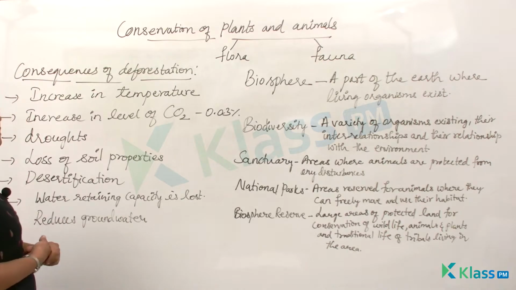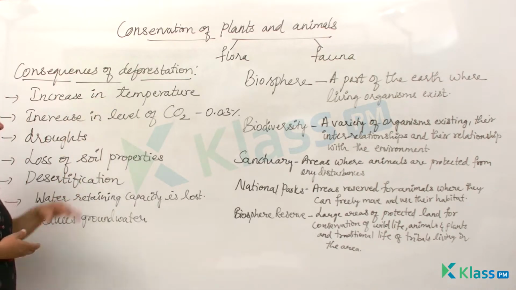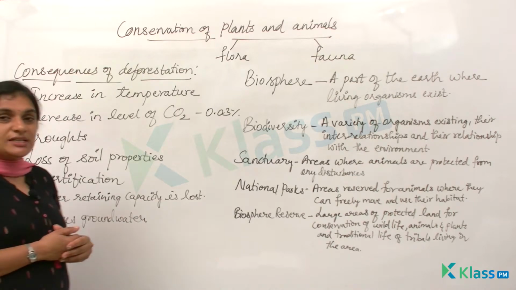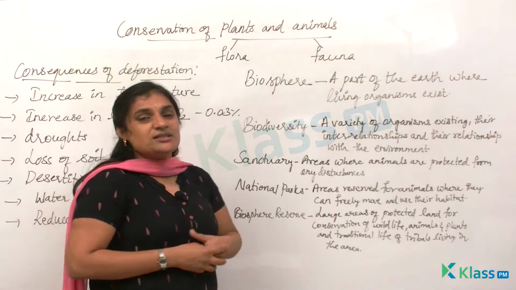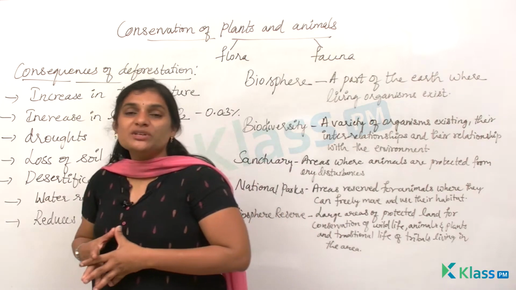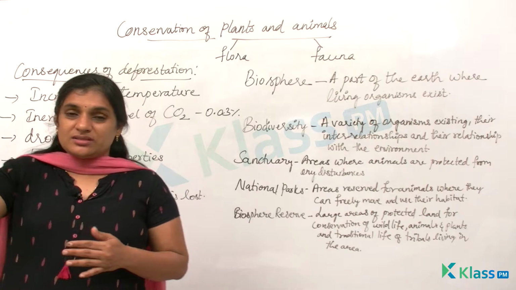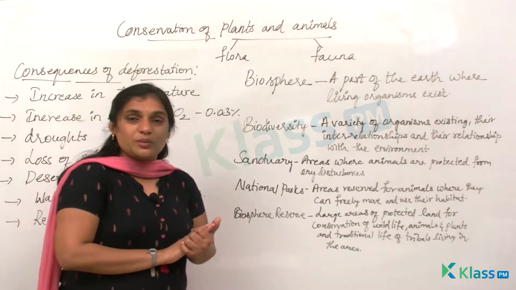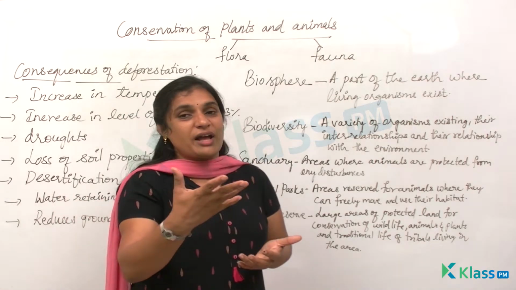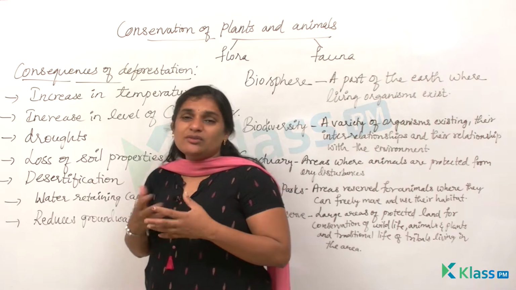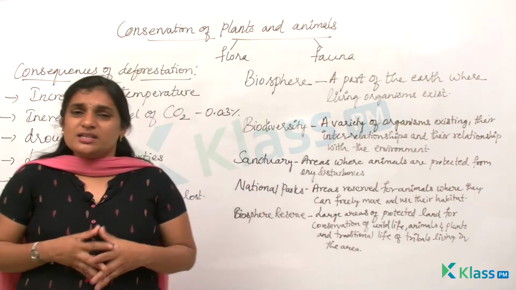The very first consequence is increase in temperature. See, why is the temperature increased? When you cut down the forest, the temperature will obviously increase because the sun's rays reach the earth's crust, and all the rays will not be absorbed into the earth's crust. They are reflected back, and the trees take up this heat and leave you shade. So that is the reason.